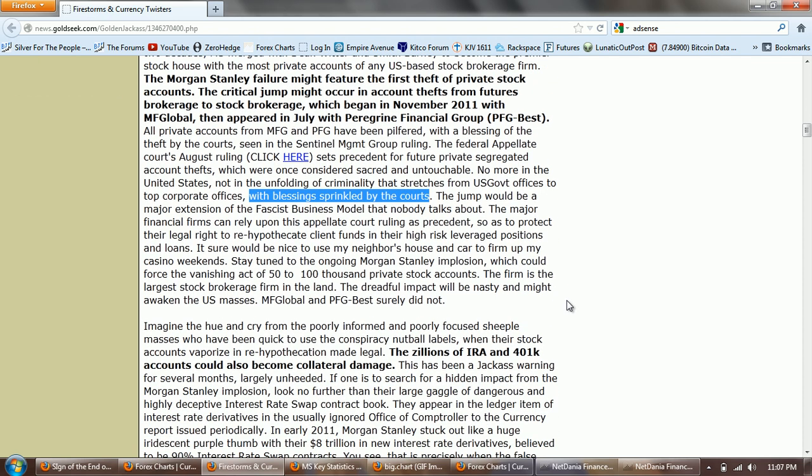The jump would be a major extension of the fascist business model that nobody talks about. The major financial firms can rely upon this appellate court ruling as precedent so as to protect their legal right to rehypothecate client funds in their high-risk leveraged positions and loans. It sure would be nice to use my neighbor's house or car to firm up my casino weekends. Stay tuned to the ongoing Morgan Stanley implosion, which could force the vanishing act of 50 to 100,000 private stock accounts.